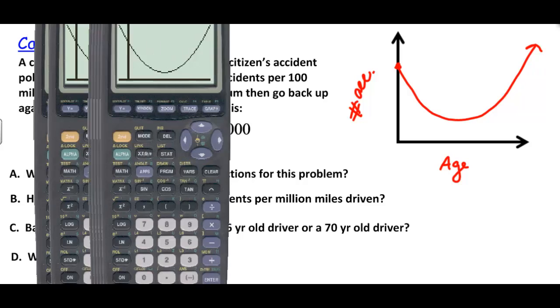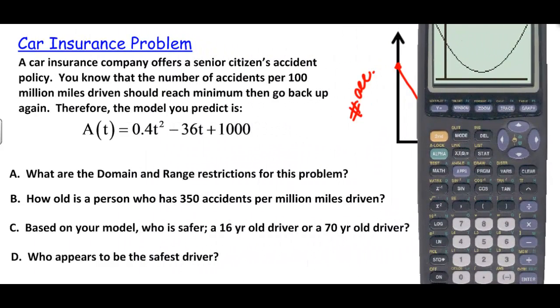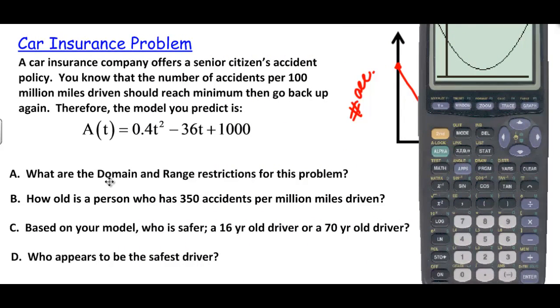So let's see what we can answer about this. Again, if we ask about the domain restrictions, we care about the first quadrant, but in real life, you can't drive until you're about 16. So it only makes sense that your age, or your time, has to be greater than or equal to 16 years old. Now you might say, well, you can get your permit earlier, but we'll just talk about 16 as getting an actual driver's license and having your car insurance on you.